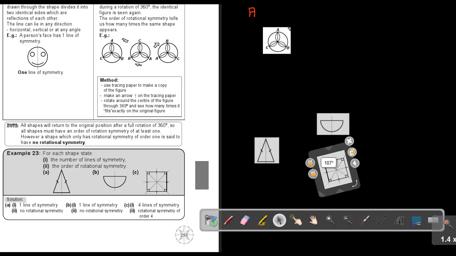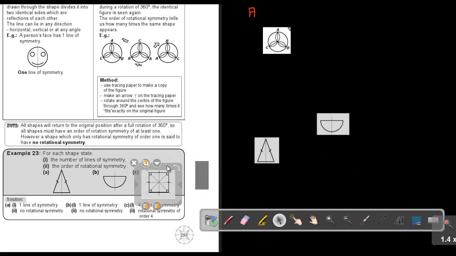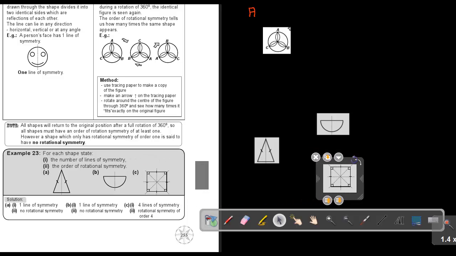Okay? Let's go around again. It will fit again. I can even show you we are at 180. Okay, let's go. At 270, it will fit again. And there we go. And then the original. So it will fit 4 times. So we say it has rotational symmetry and it's order 4.